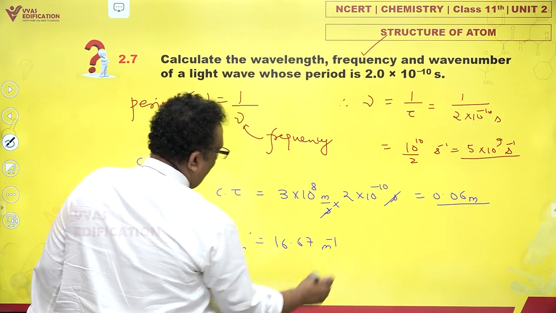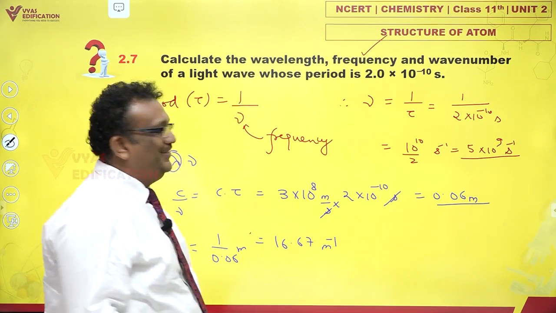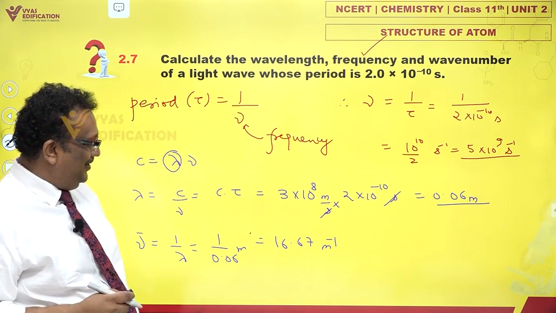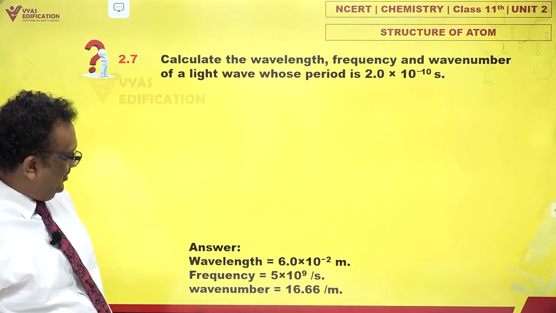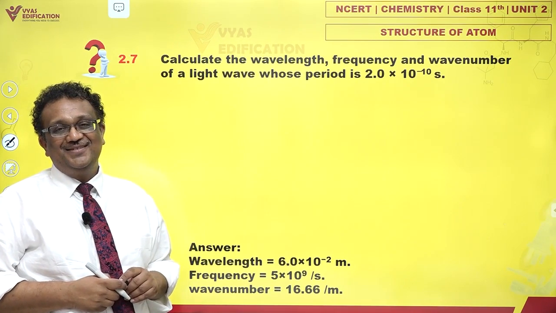16.67 per meter. That comes out with a huge, huge wavelength. And this is where I get. Let me check the regular answers. You can see these are the ones.